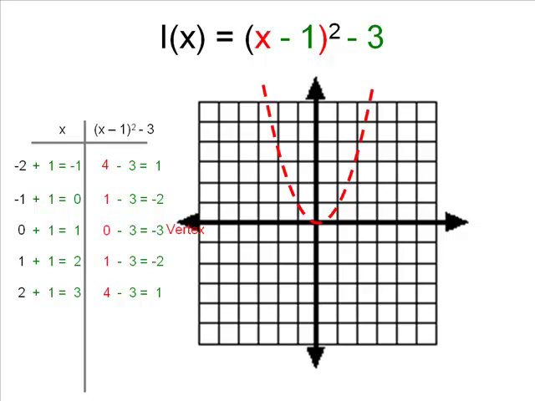Okay, so we actually have a vertical and a horizontal shift here. So we plot our points. -1, 1, 0, -2, 1, -3, 2, -2, and 3, 1. These are the coordinates of our new parabola. And so here is our new parabola, shifted down 3 units and to the right 1 unit.